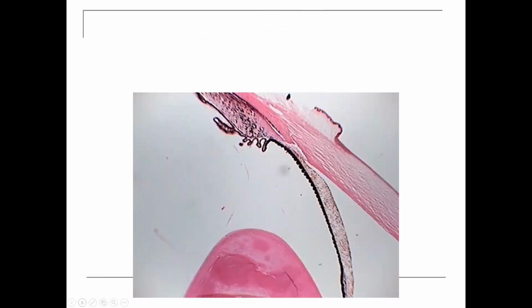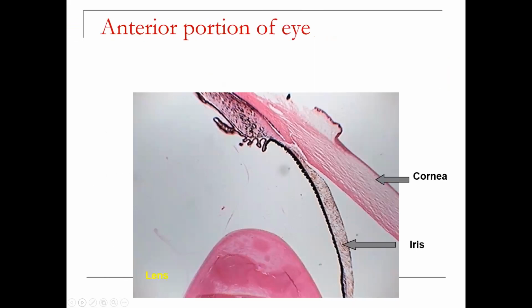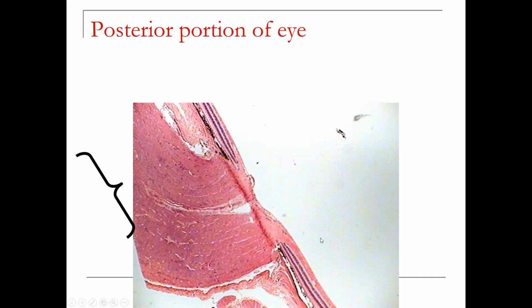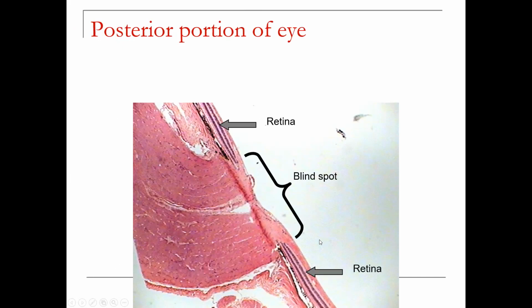So if we go from here back up to here, we can see that our rods and cone layers are right here. The rods and cones are there. And the bipolar neurons are right here. And this is the ganglion that's going to form these, the axons of the optic nerve right here, and that's the optic nerve. So anyway, blind spot, no photoreceptors, retina, and there's the optic nerve.